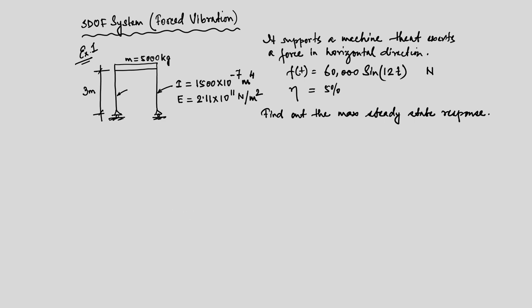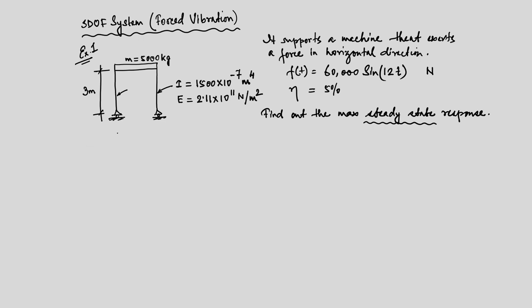Now, from this information, our task is to find out the maximum steady state response. What does it indicate? It is the amplitude of the response that we have to find out, right? So, let us solve the problem.